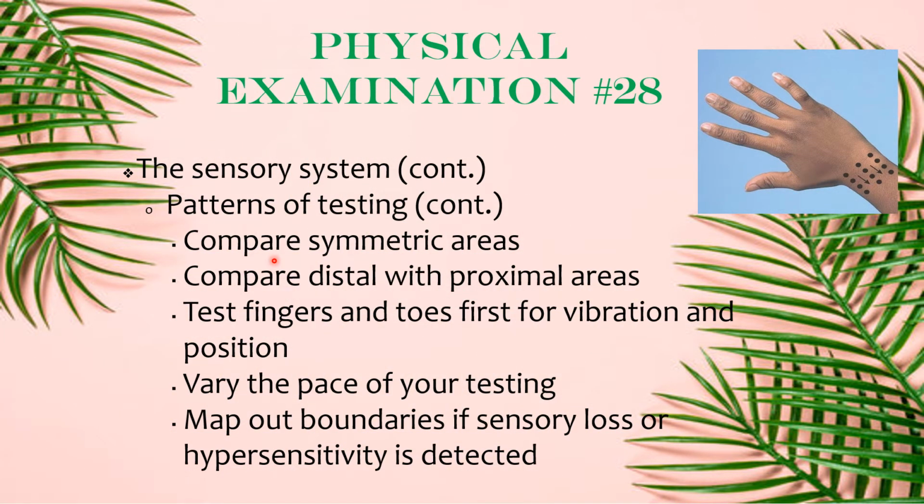To continue with the physical examination for the patterns of testing, you can compare symmetric areas, for example, left and right. Compare the distal with proximal areas, and then test fingers and toes first for vibration and position. So it varies the pace of your testing. And you have to map out boundaries if there is sensory loss or hypersensitivity.